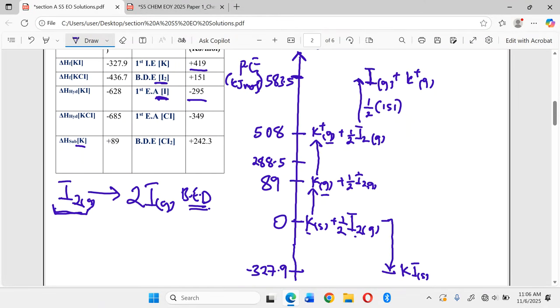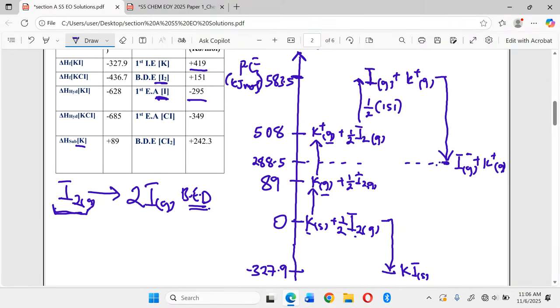You can't put this 288.5 up here because it is below 508. So at this point, when we move like that in the same line, I believe that is where we shall be. And then you come and you get our product there. So here we'll be having iodide ion in gaseous state plus potassium ion, which is also in gaseous state.